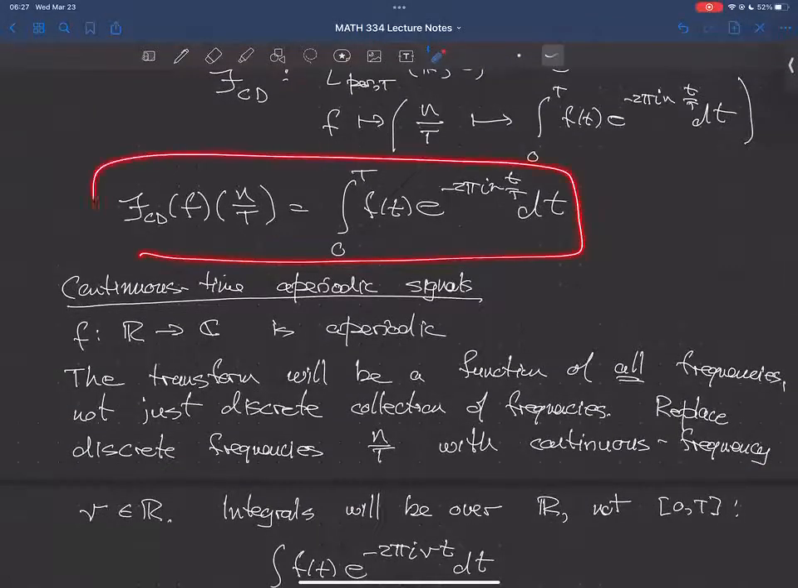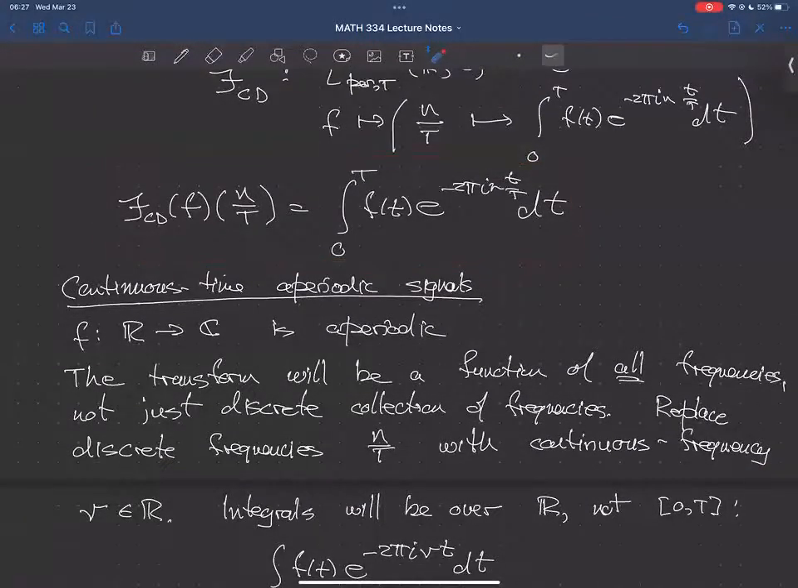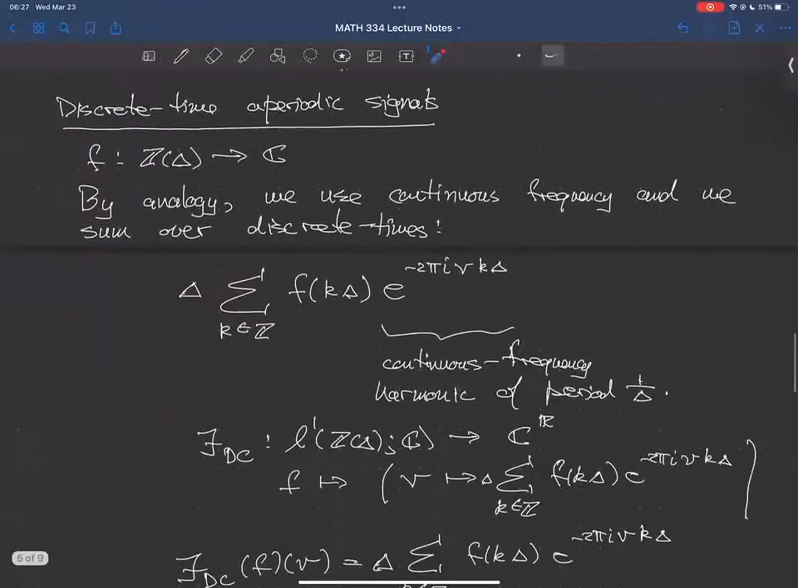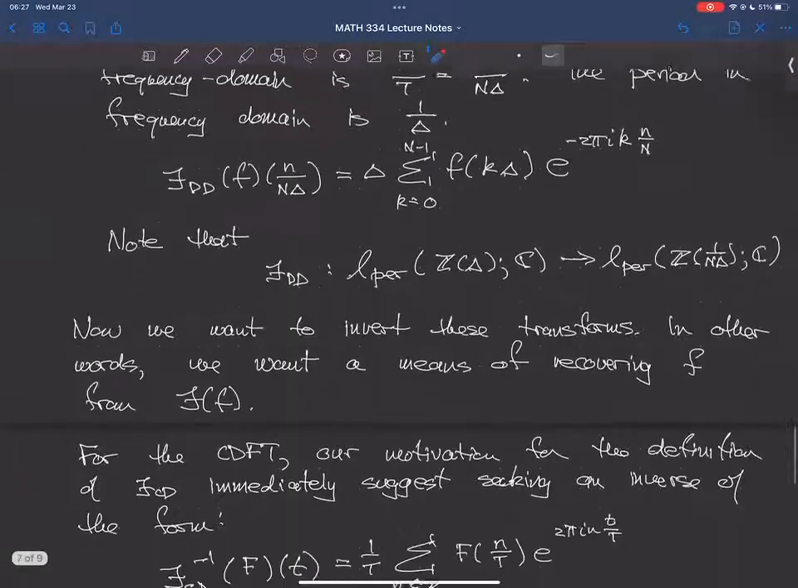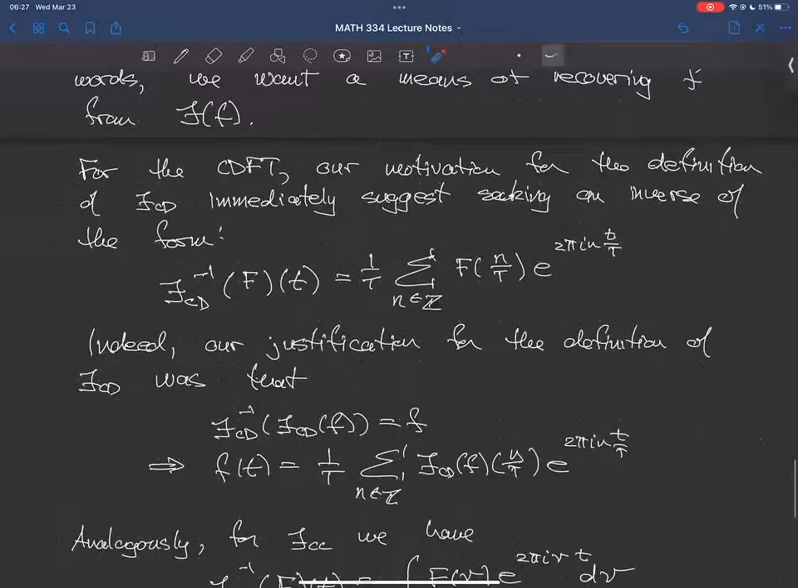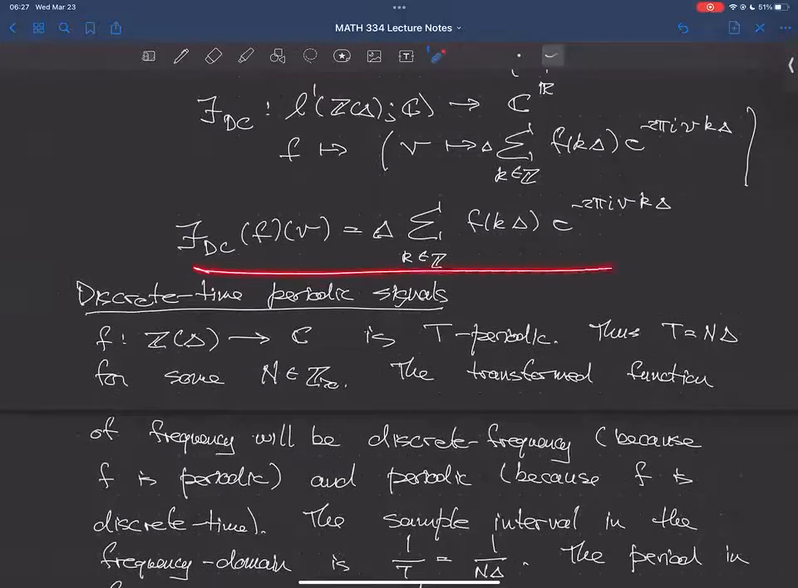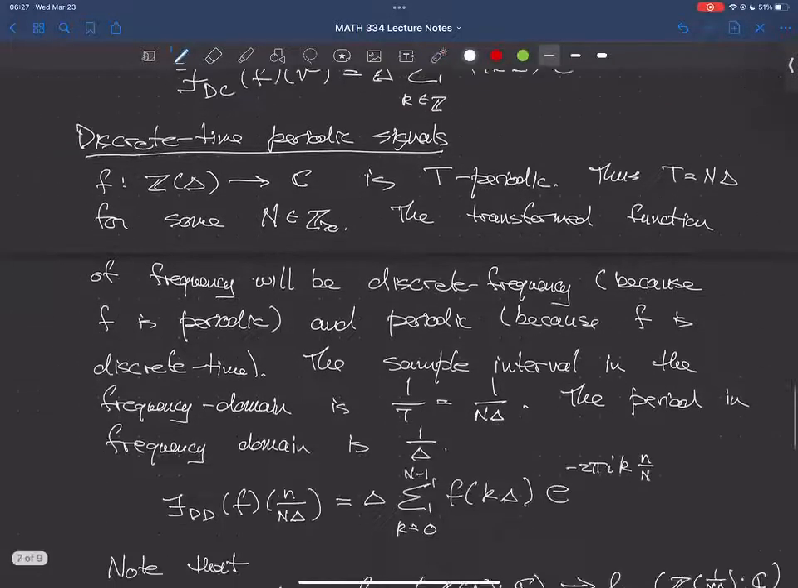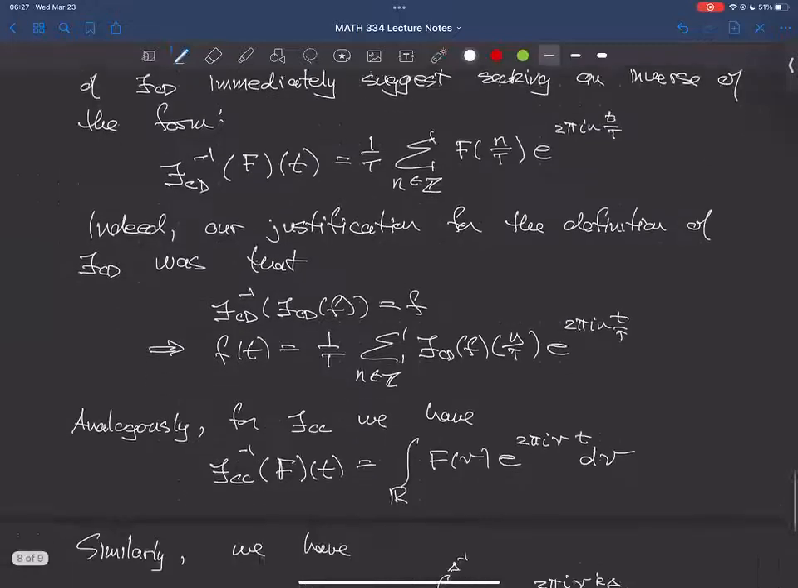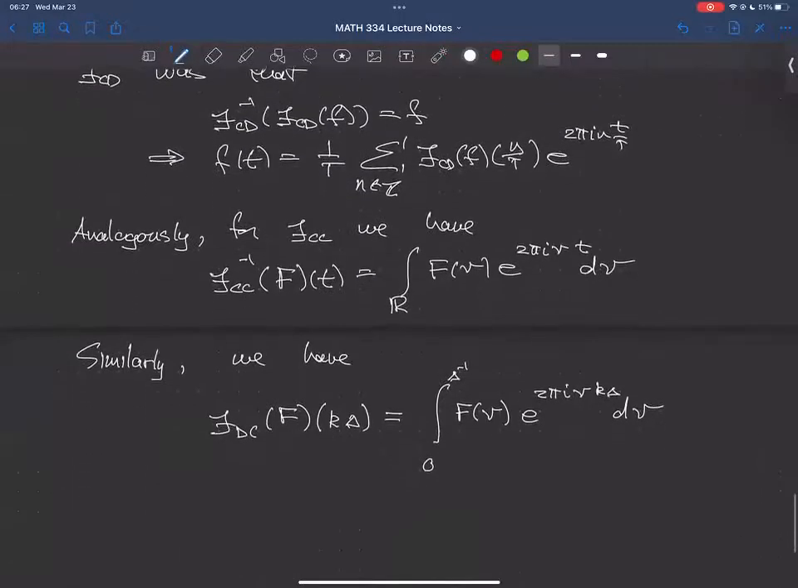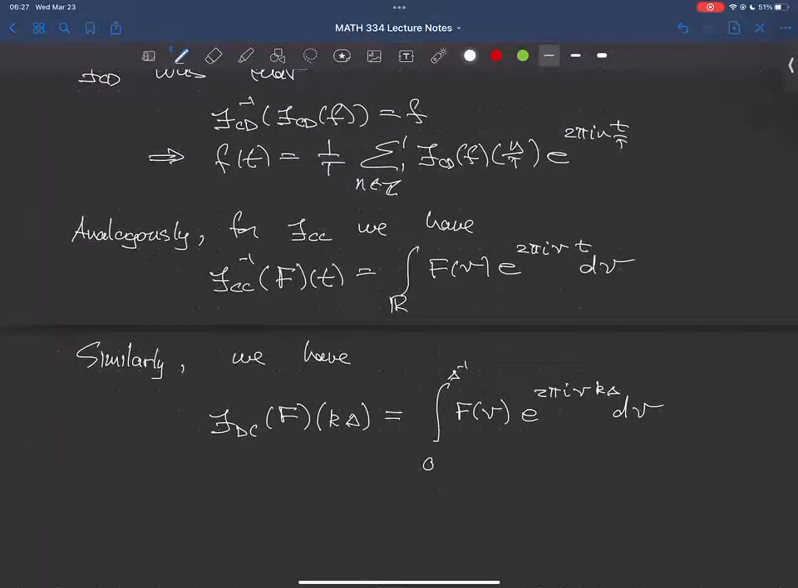Again, with the roles of time and frequency reversed, and the inverse of the CDFT looks rather like the forward transform for the DCFT. So there's some symmetry that happens there. It's not perfect. You have to be careful in understanding that. It's perfect in some cases, but certainly the formulas are very suggestive.